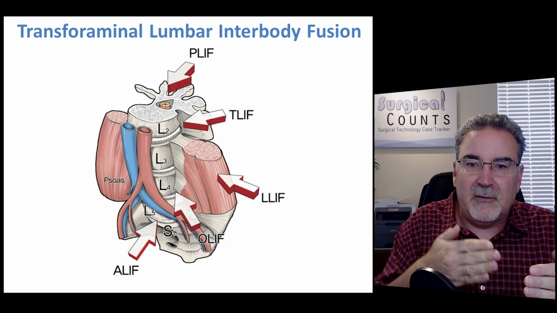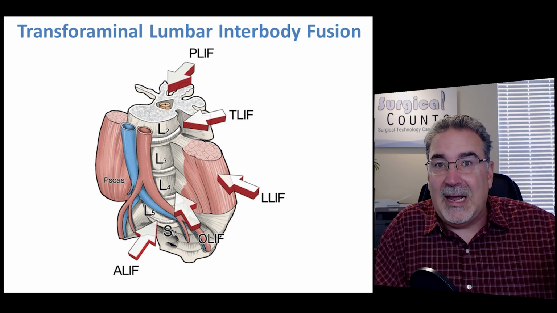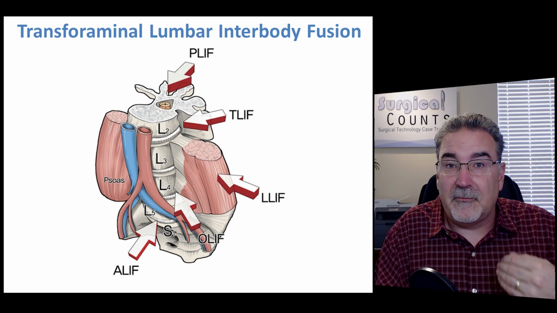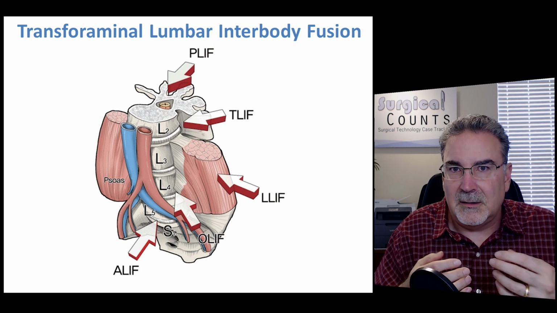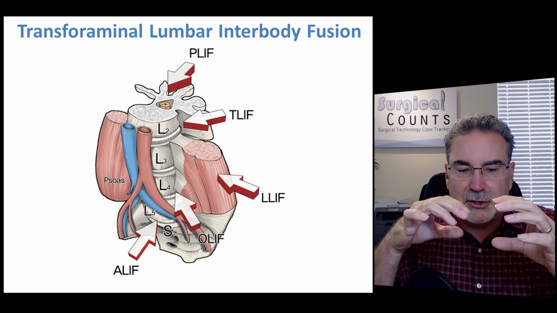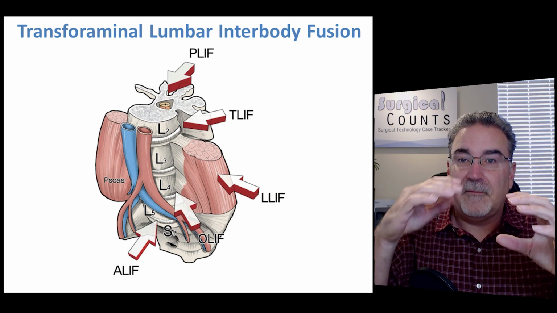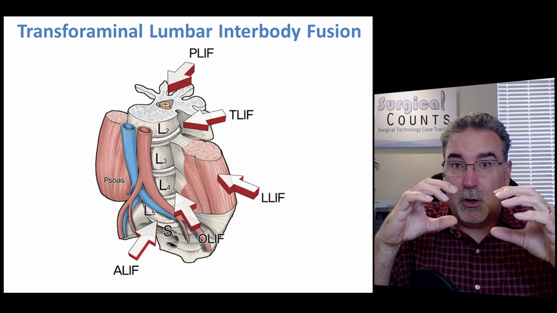You can do an OLIF or even an ALIF, an anterior fusion. So you're approaching the spine from the anterior or the front side. But all of these are basically doing the same thing. You're removing the disc tissue, replacing it with some graft or other hardware, and you're going to fuse those two vertebrae together with some more hardware.